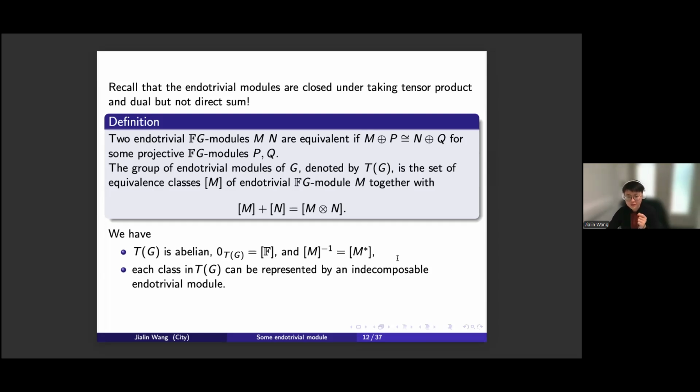Now, previously we pointed out that, yes, this would be somehow the group of units of the Green ring, exactly. Yes, and since we mentioned that each endotrivial module has a unique indecomposable endotrivial summand, in fact every class in TG can be represented by an indecomposable endotrivial module. So it tells us that to study TG, we can just study the set of all indecomposable endotrivial modules.